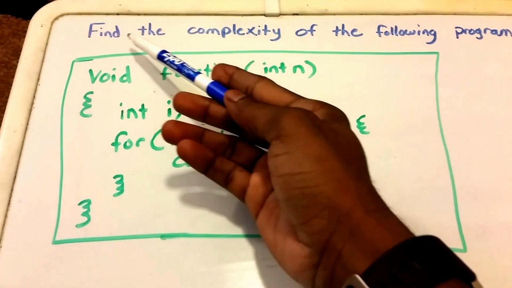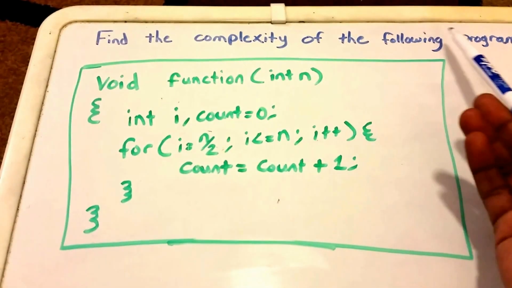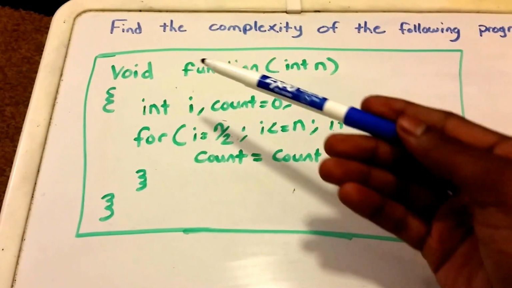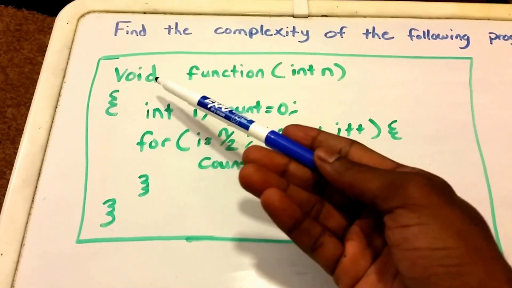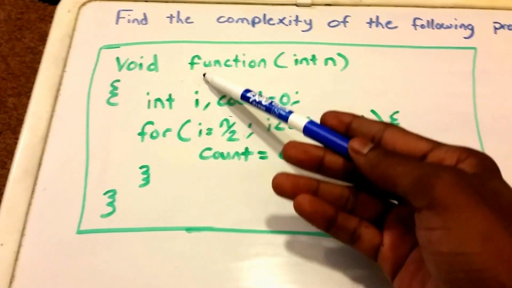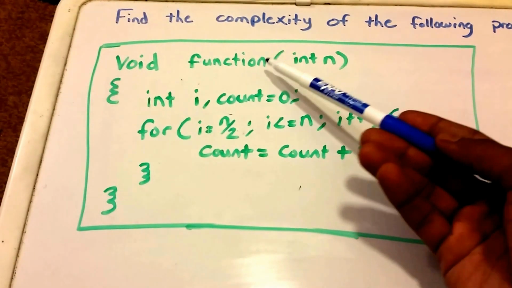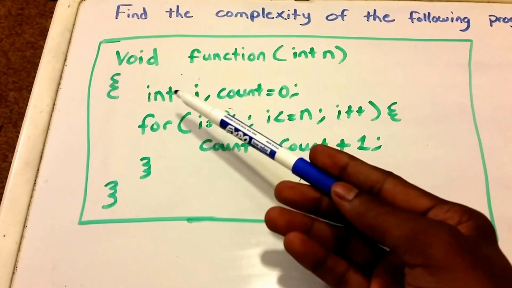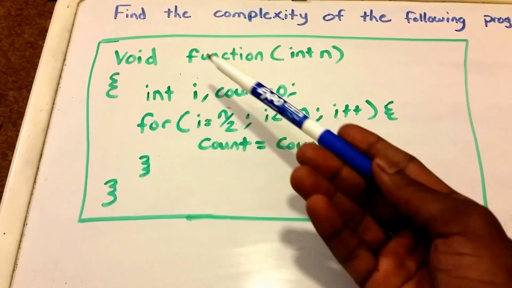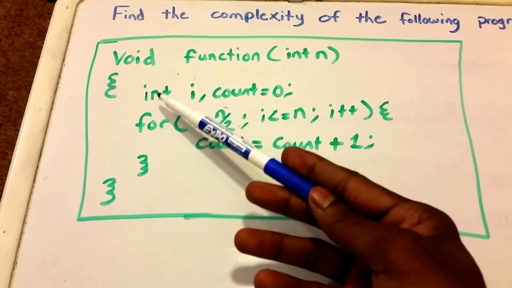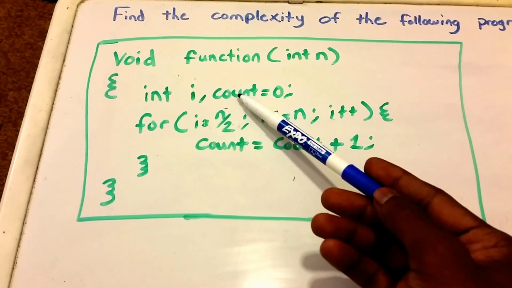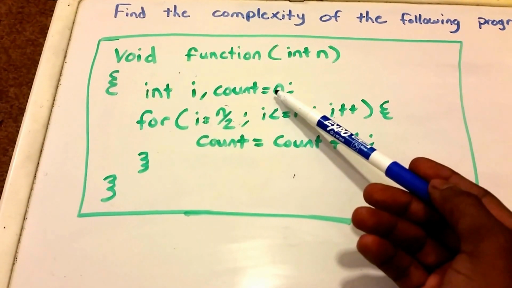So here we want to find the complexity of the following program, and we have the program in the square here. It's a void function, so it doesn't return anything, and it's called function. It takes in an integer parameter n, declares the int variable called i, and initializes the int variable called count to 0.